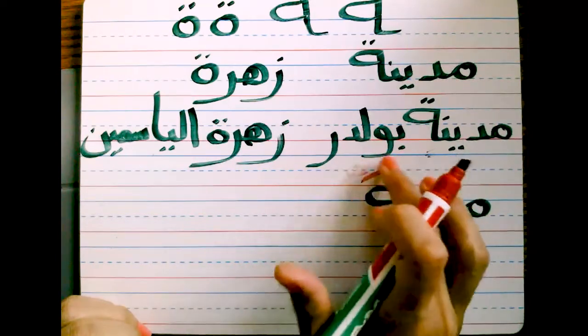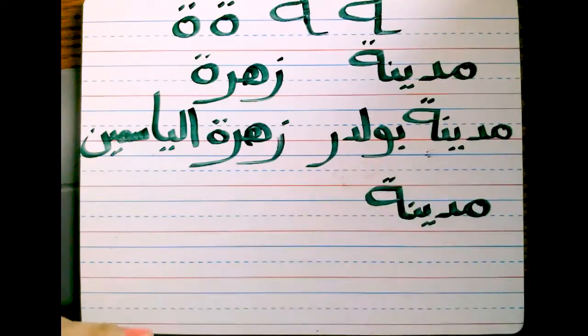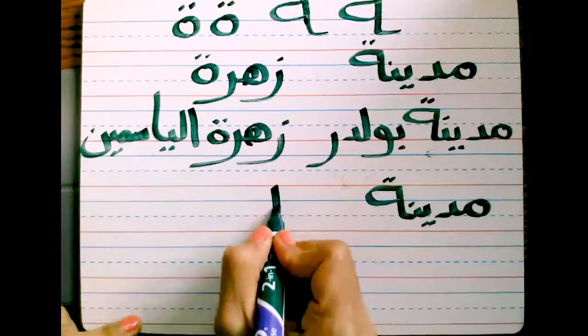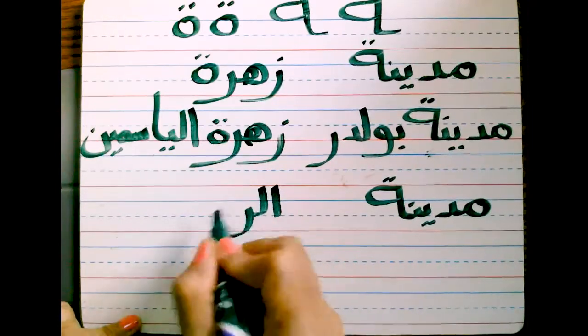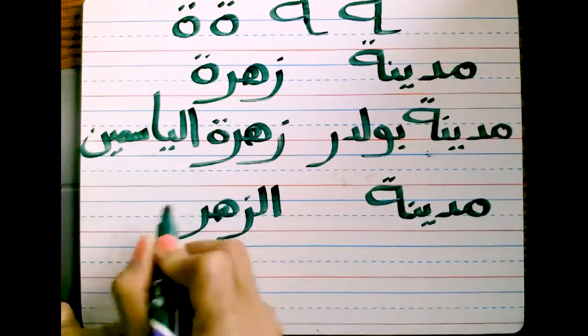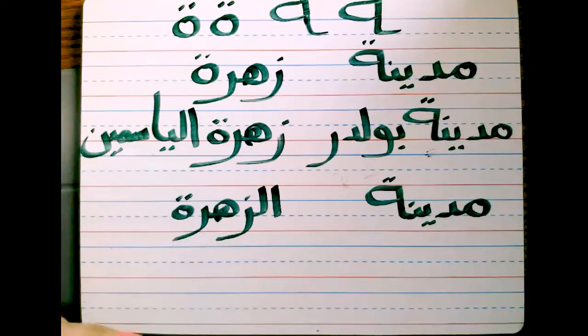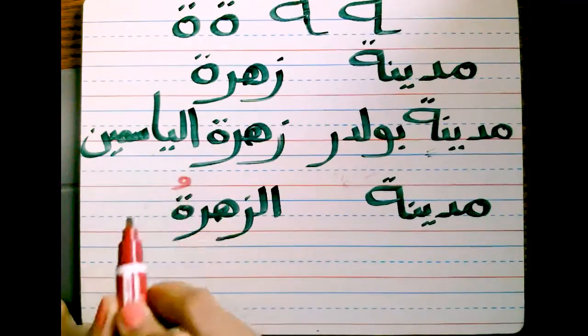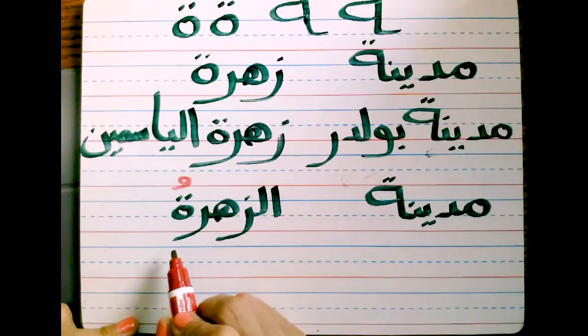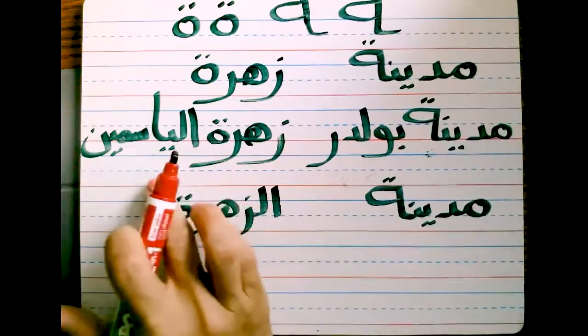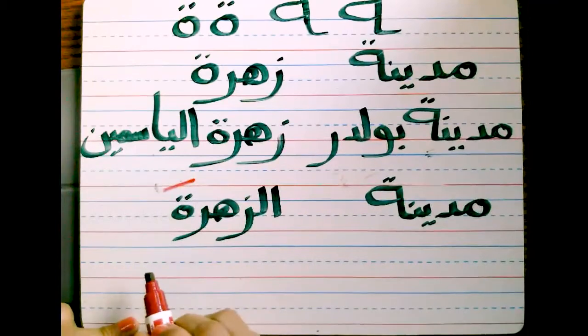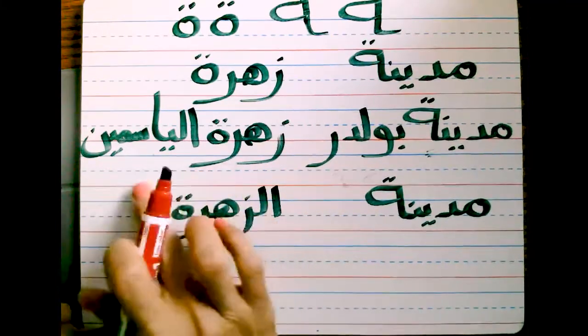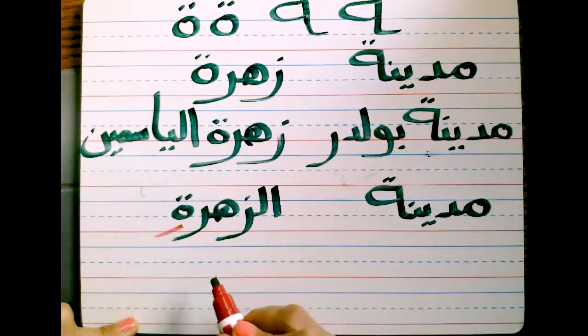Similar here. If we have Zahra or Az-Zahra with the definite article, and you want to put fully vocalized text, then you will have, for instance, the Damma, so you will say Az-Zahratu. If you have the Fatha, then it's Az-Zahrata. If it has a Kasra, then Az-Zahrati.